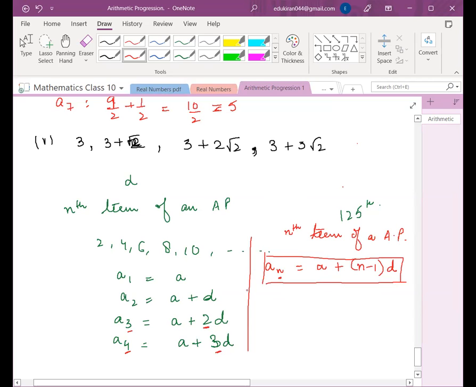Okay. Now come to the question. This is the given AP, right? So what is the A for this particular AP? What is the first term? A is 2. Okay. And how much is the common difference? Yes, Abdullah, how much is the common difference for this AP?